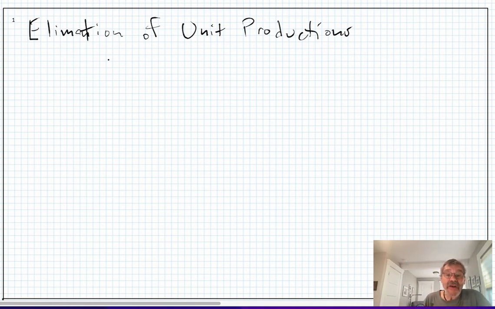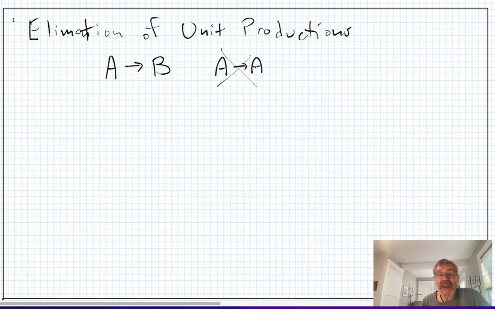Remember what a unit production is. A unit production is something that looks like this. You could even have it look like this, which, of course, is just really silly, and we get no useful information out of that. But you may remember way back at the beginning of this chapter, we did look at what was called the replacement theorem. I don't think we called it a theorem.